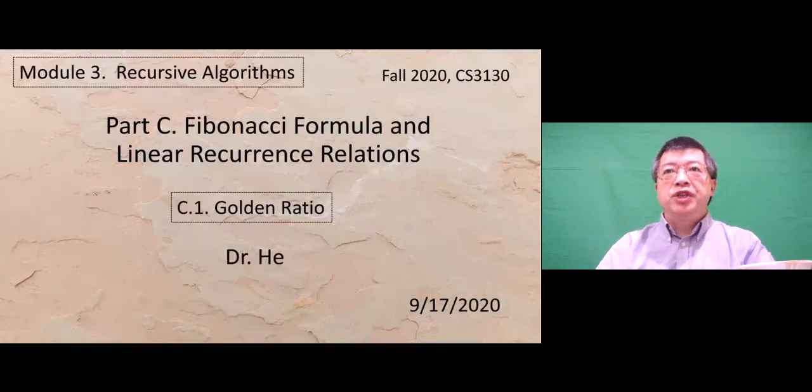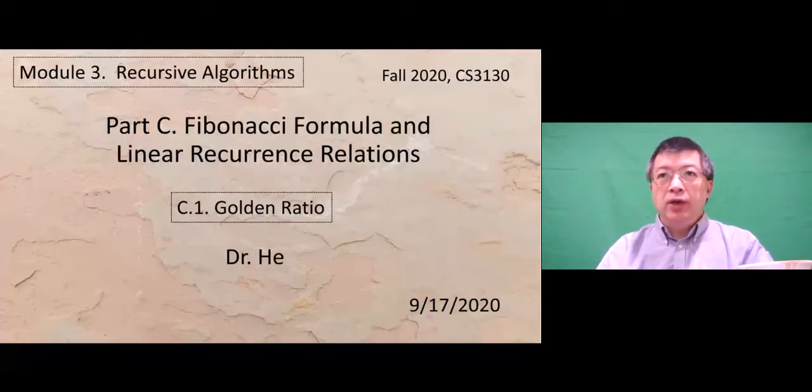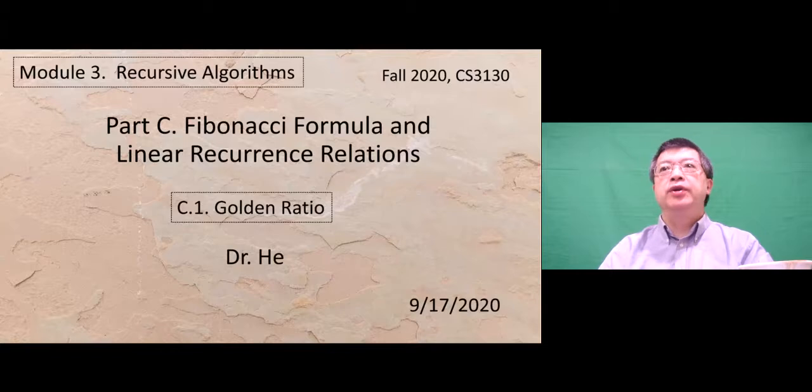Here we start part C, Fibonacci Formula and linear recurrence relations. C.1, golden ratio.